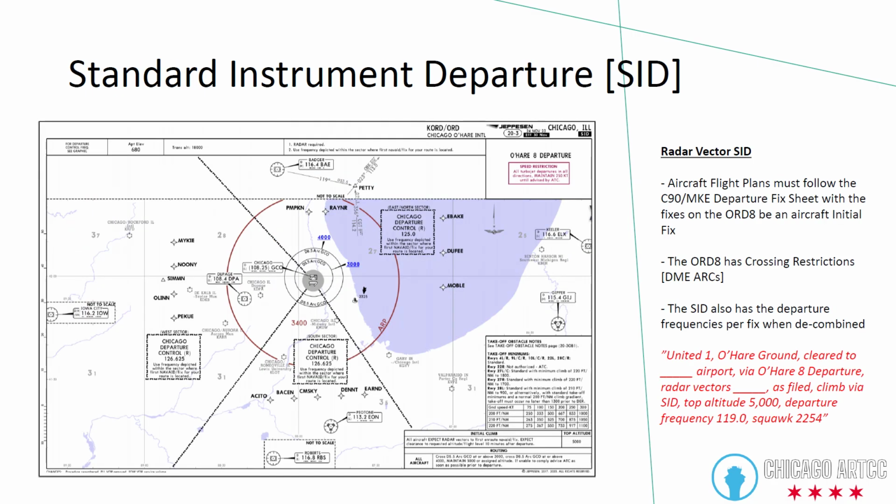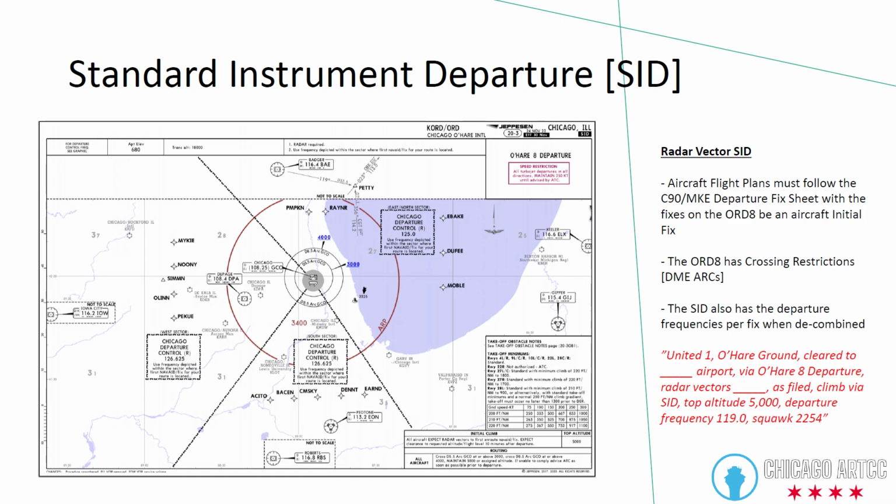Our O'Hare 8 SID is a radar vectored SID. Aircraft flight plans must follow the C90 Milwaukee departure fix sheet with the fixes on the O'Hare 8 as an initial aircraft fix. The O'Hare 8 has crossing restrictions, the DME arcs around the Chicago VOR there. That's why we'll say climb via SID with our clearances out of O'Hare.